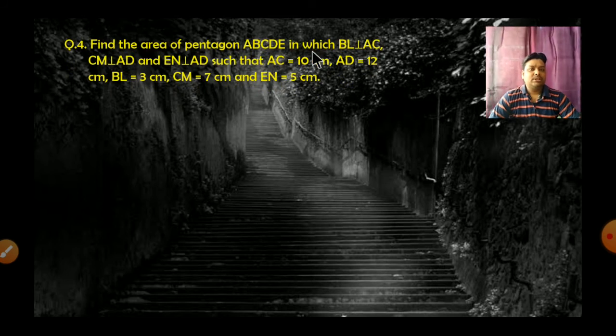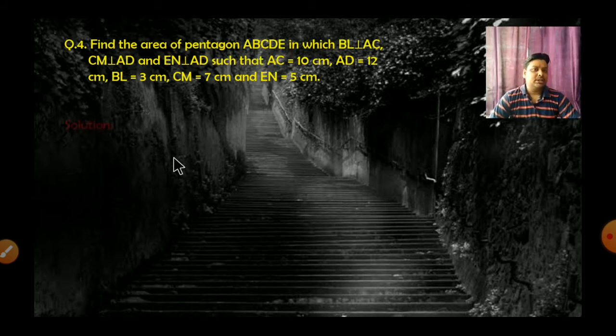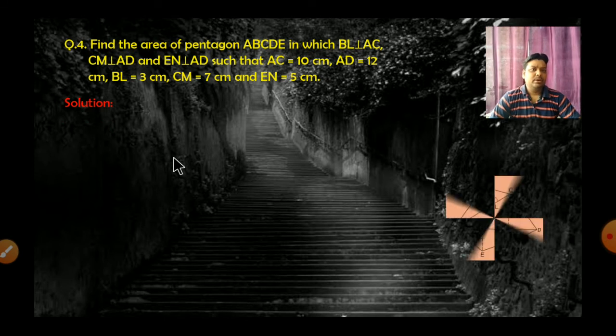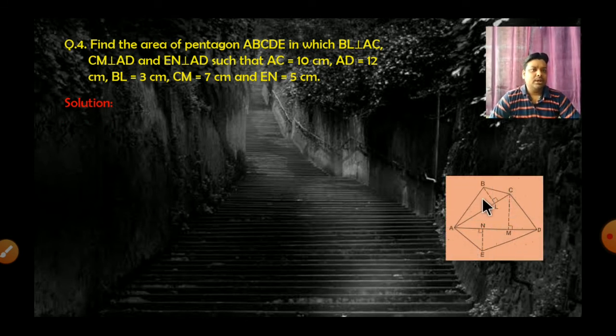Now let's see this question. Here you can see, students, that we have to find the area of pentagon ABCDE. At first let's see the figure. It is a pentagon with sides AB, BC, CD, DE and AE: 1, 2, 3, 4, 5 sides. 5 sides means pentagon. It is not a regular pentagon, dear. So ABCDE is a pentagon.